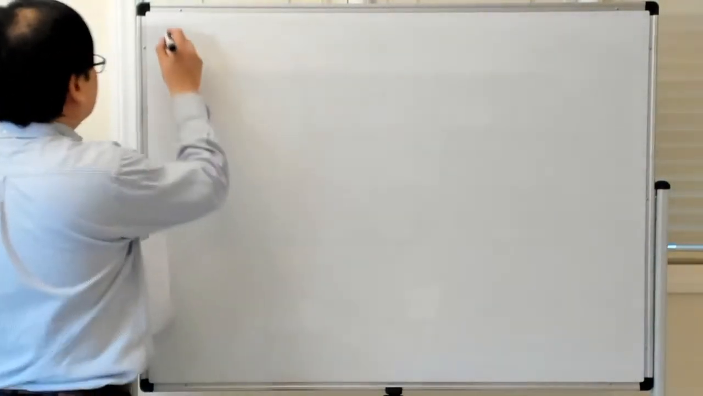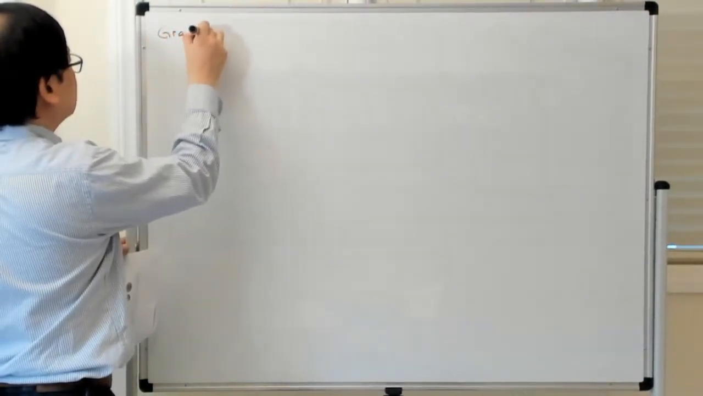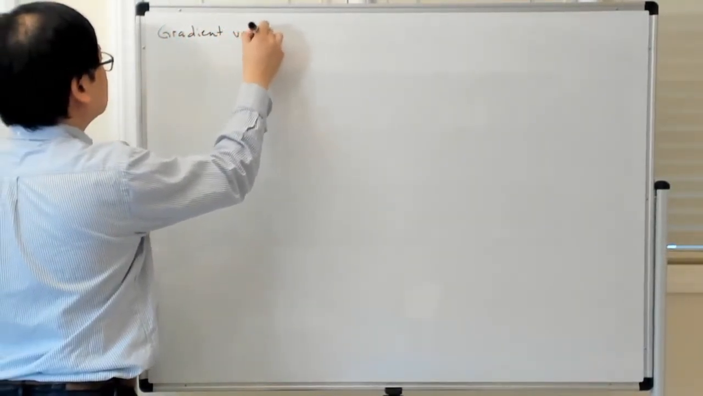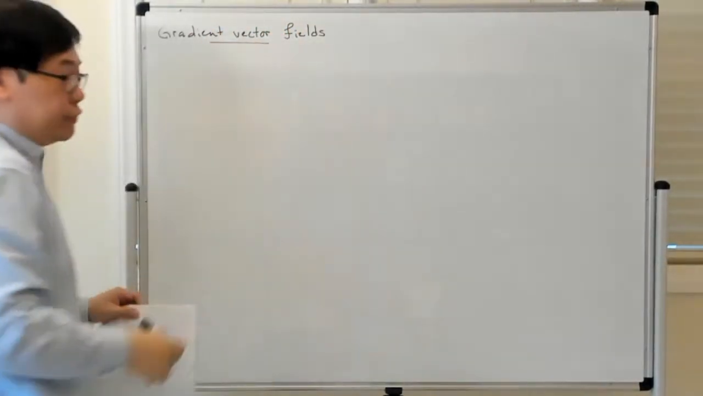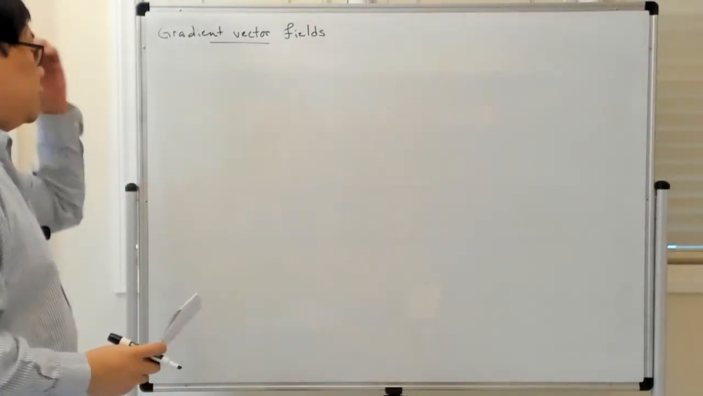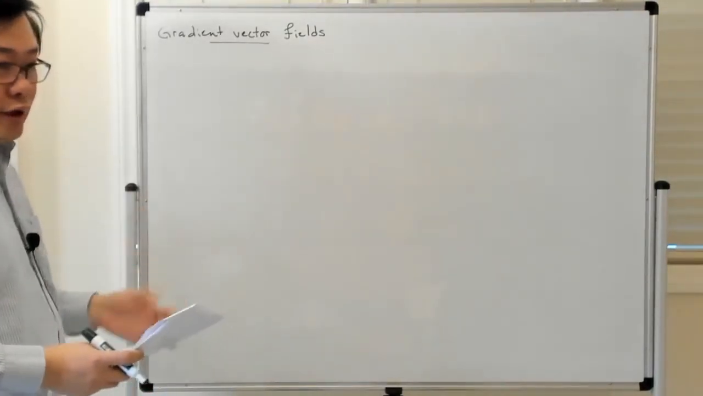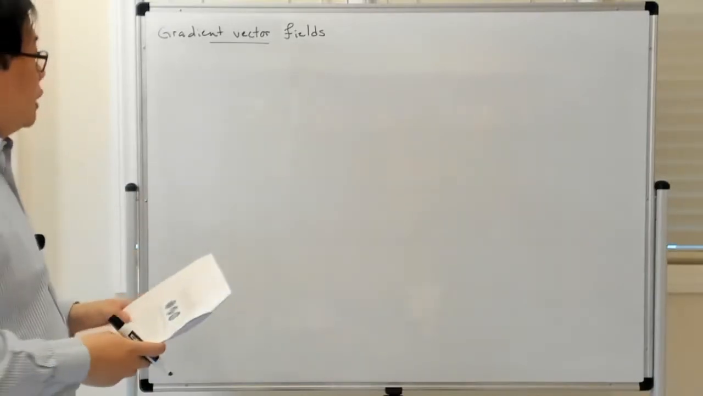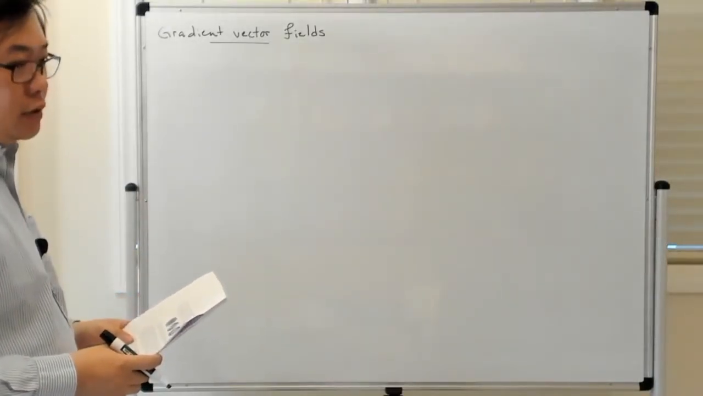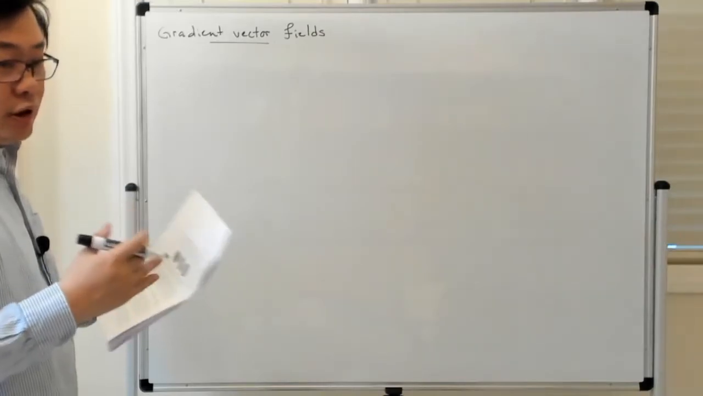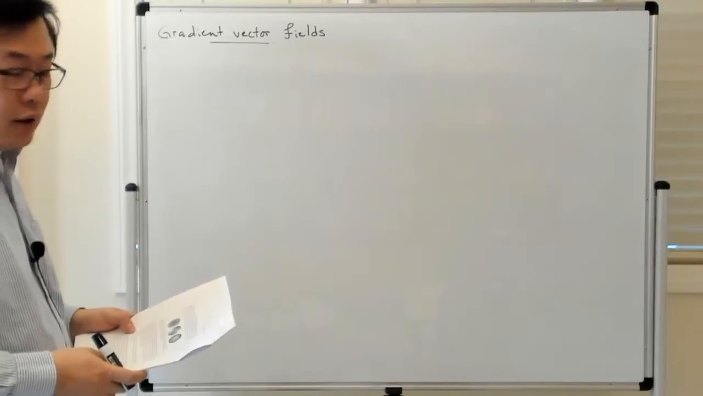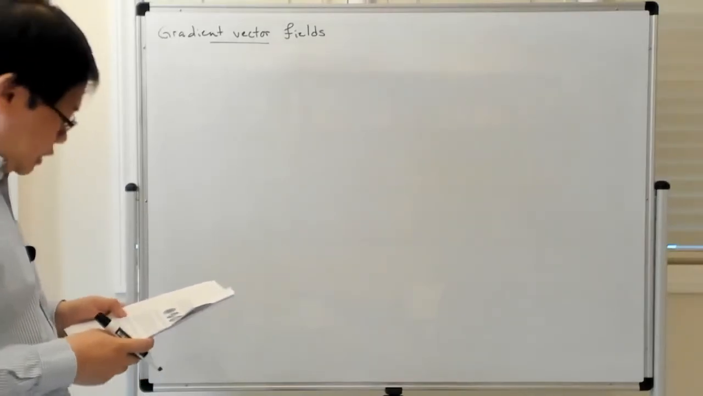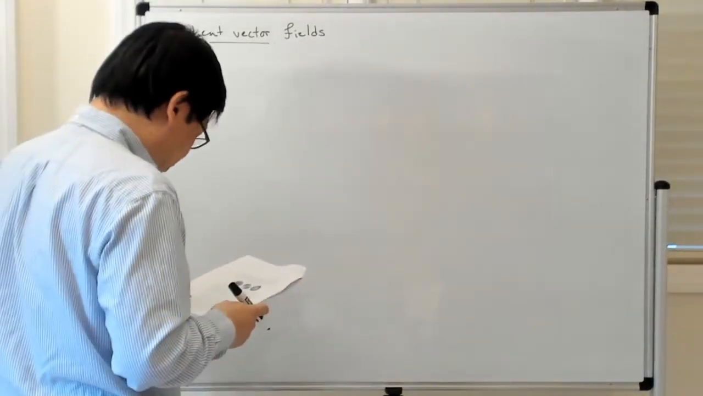Okay, so now I'm going to start talking about gradient vector fields. The motivation for this, as we'll see in a little bit, is that this gives you a way of demonstrating, or at least sketching, how the topology of the sublevel sets doesn't change except when you hit critical values of the level set function you're using.